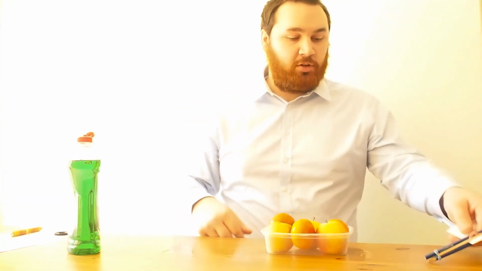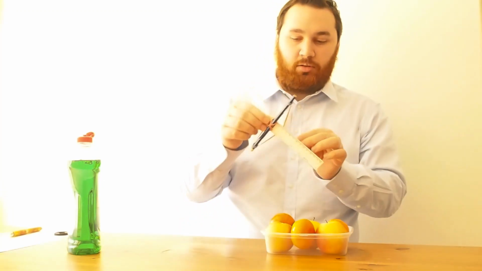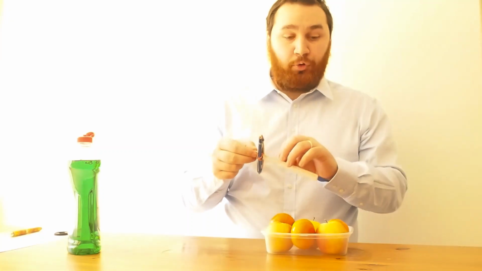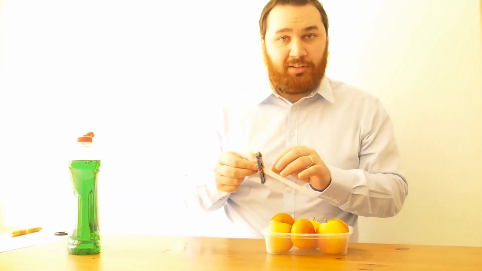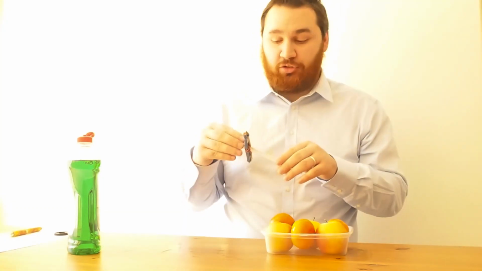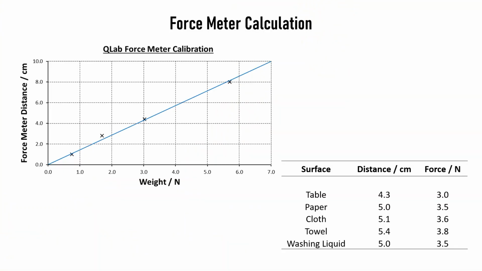So we've measured a whole load of distances that the elastic band was drawn on our little force meter. So let's convert those into forces, and we'll do that using the calibration graph. So we can take the values of the distance that the elastic band moved and use them to measure the force that we had to apply to overcome friction.